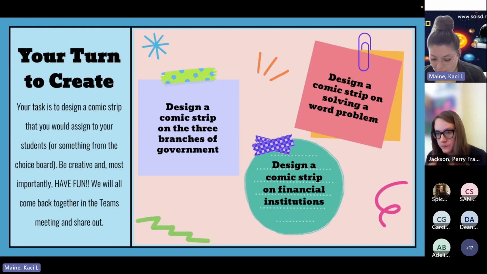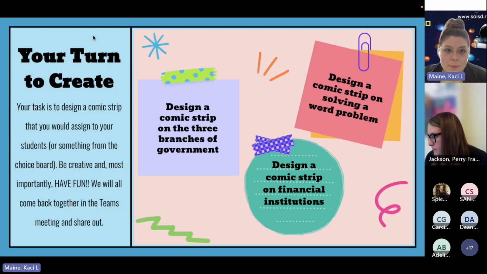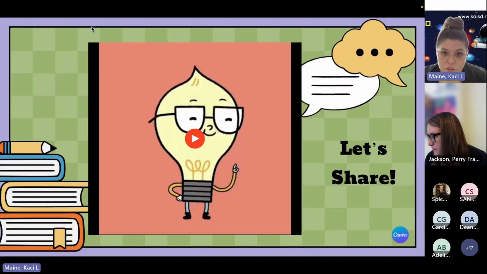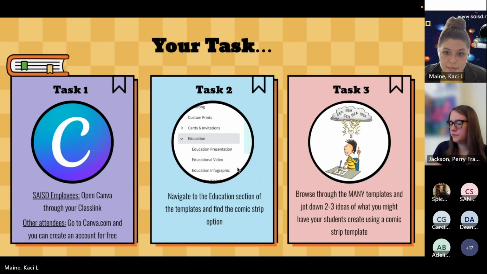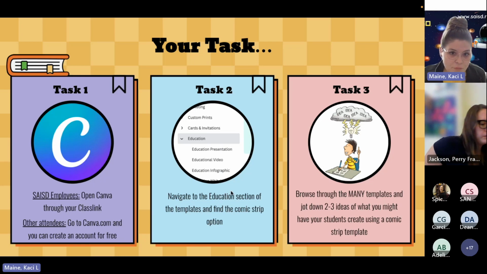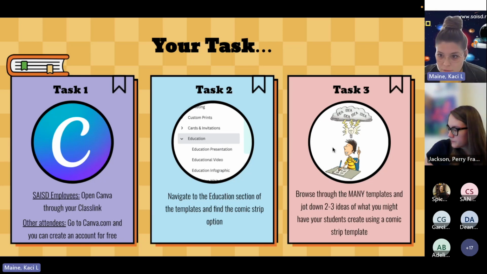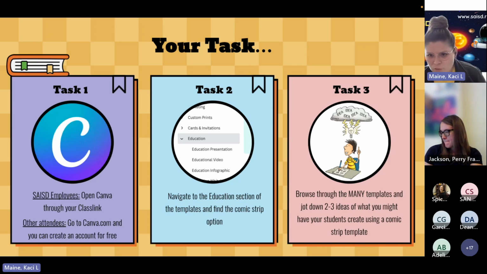Ideas. Okay, ideas. All right. Perfect. I'm going to give you 3 minutes. We're going to go into Canva, navigate to the comic strips, look at what they have to offer, and then we'll come back here. And actually, you don't even have to wait 3 minutes. Once you look through some of them and you get some ideas, go ahead and just start dropping them in the chat.